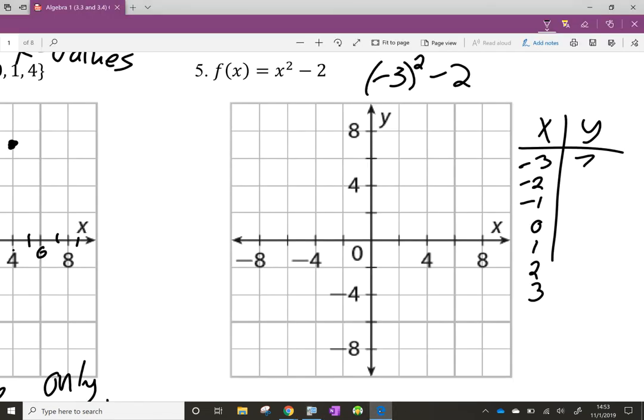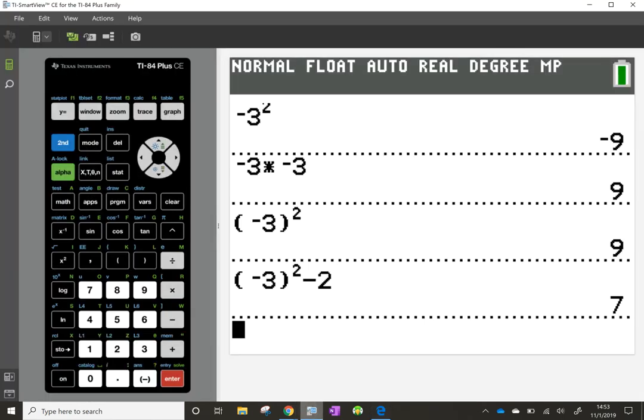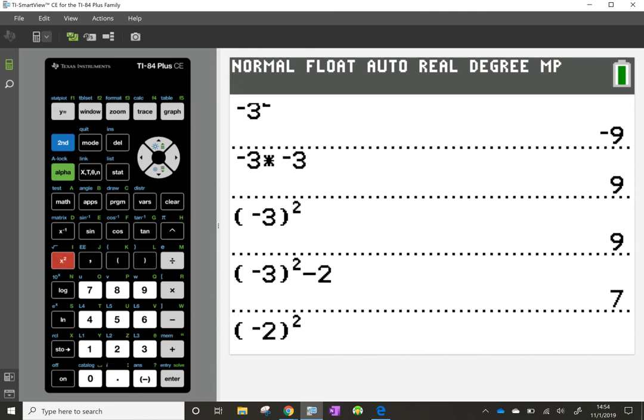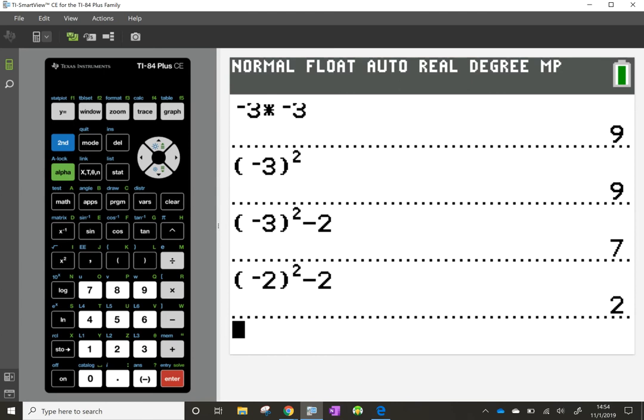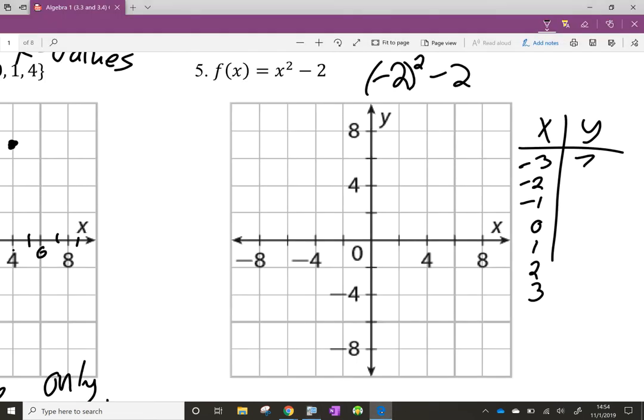All right, and then we can do that continuously by plugging in different numbers. Next number I'd plug in is -2. And if I'm using a calculator, I'd do the same thing. Use parentheses to plug in my number and continue to evaluate. So my output would be 2 for that point, and so on and so forth.